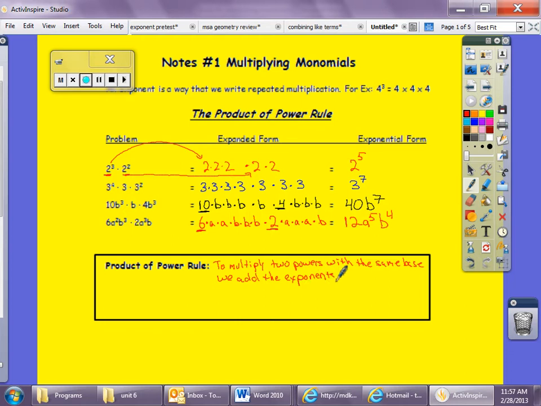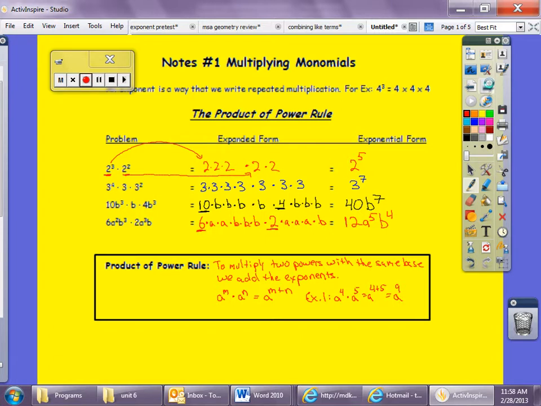And what that means, if we have something like a to the m times a to the n, well, the a's are the same. That's the like base. That's like our b's up here, or the 3's or the 2's. Well, that's going to give us a to the m plus n. And an example, we actually just looked at a bunch, but let's say that we have a to the 4th times a to the 5th. Well, that gives us 4 plus 5, which will give us a to the 9th. So that is the product of power rule.